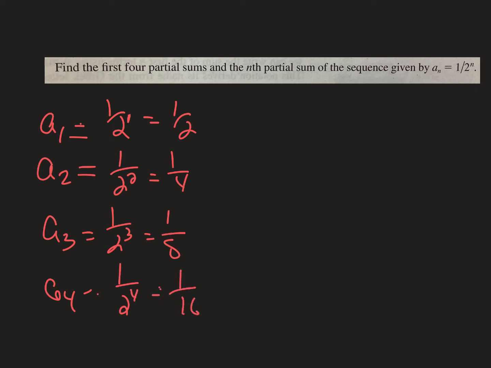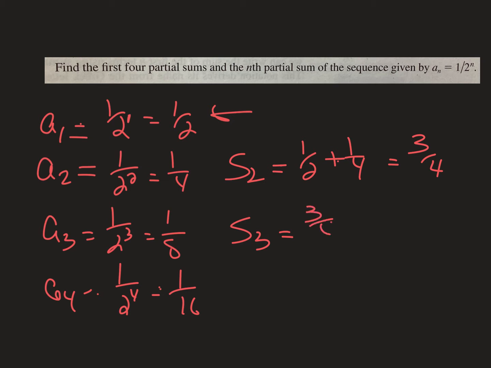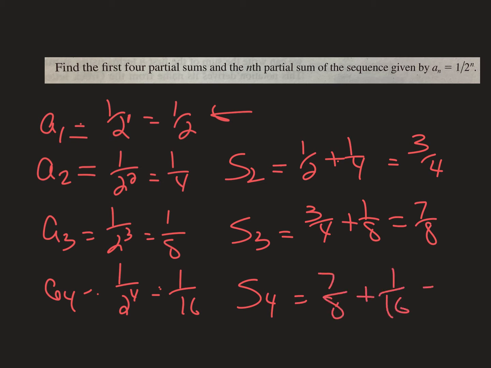Now, to find the first four partial sums, that is the first partial sum. The second partial sum, S2, would be the first term plus the second term, which is going to be 3/4. The third partial sum is the sum of the first three: the sum of the first two is 3/4 plus 1/8, which is 7/8. And the fourth partial sum will be the sum of the first three, which is 7/8, plus the fourth term, which is 1/16, which would give you 15/16.